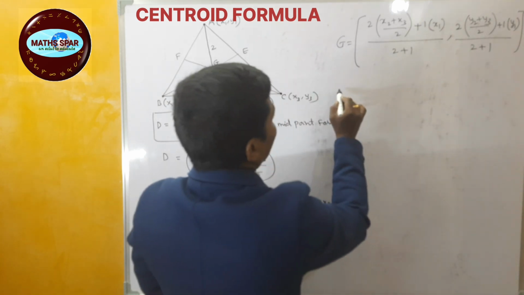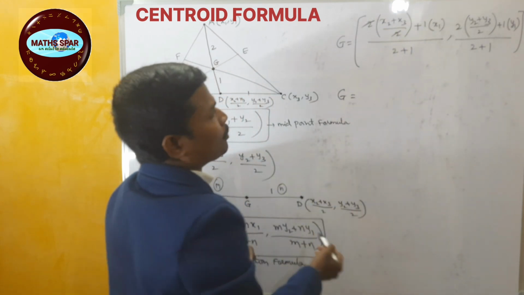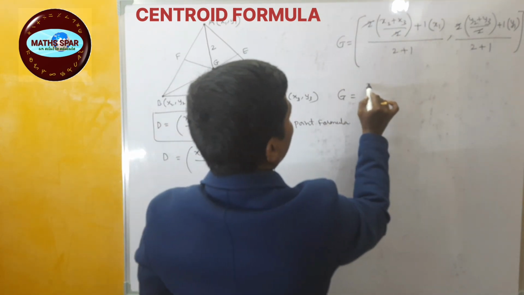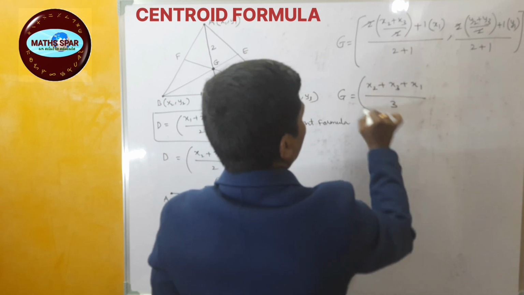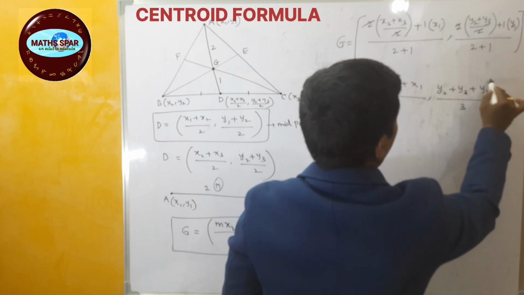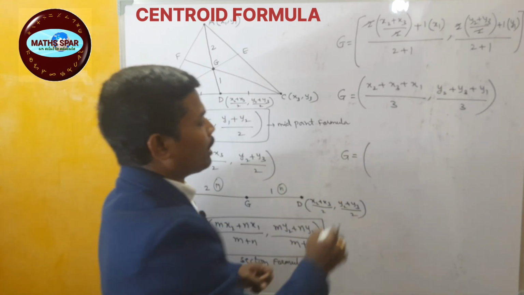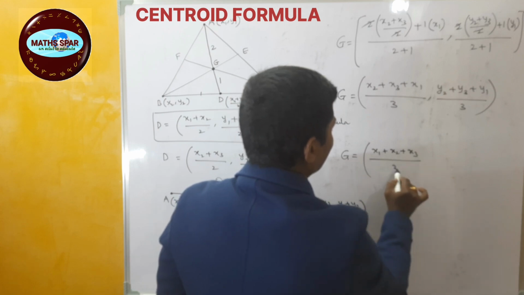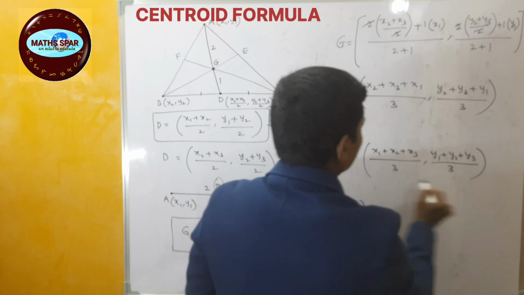Then G is equal to, if you observe here, the 2 in the denominator and numerator gets cancelled. Then what is remaining inside? x2 plus x3 plus x1 whole divided by 3, y2 plus y3 plus y1 whole divided by 3. So the centroid formula is given by, in order, G equals (x1 plus x2 plus x3 by 3, y1 plus y2 plus y3 by 3).